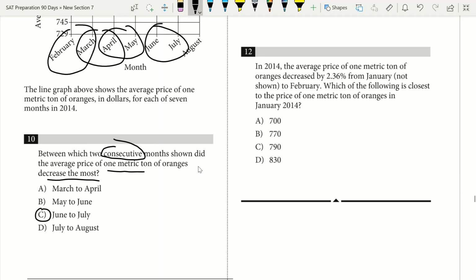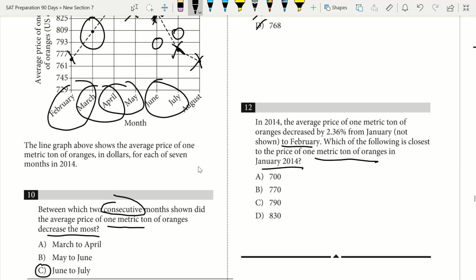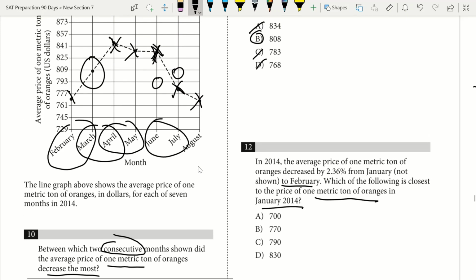Question 12. In 2014, the average price of 1 metric ton of oranges decreased by 2.36% from January to February. Which of the following is closest to the price of 1 metric ton of oranges in January 2014? Well, what was the average price in February? We need to know that. We see that the average price in February is right around 770. So we have 770.